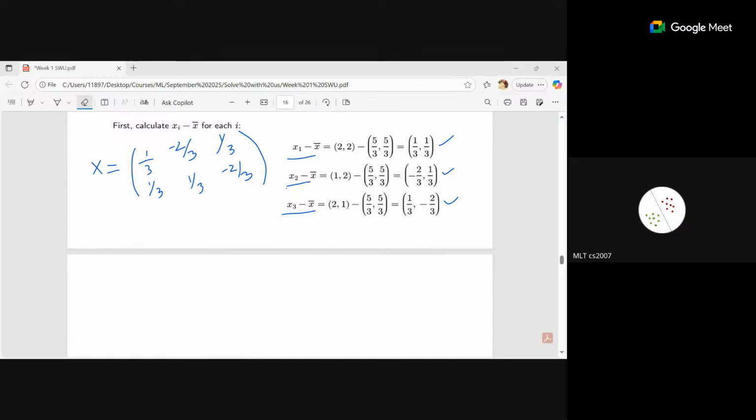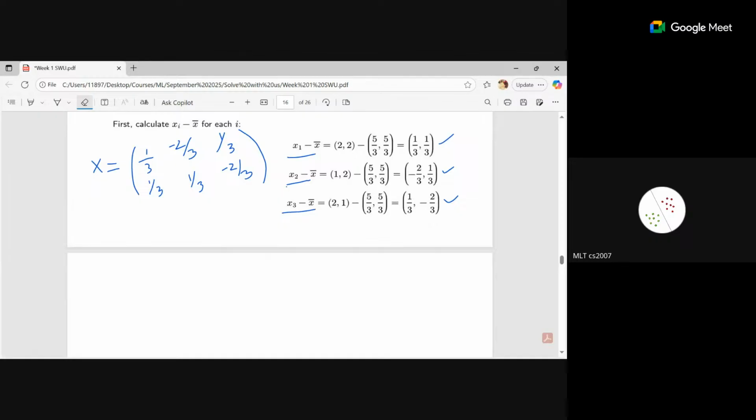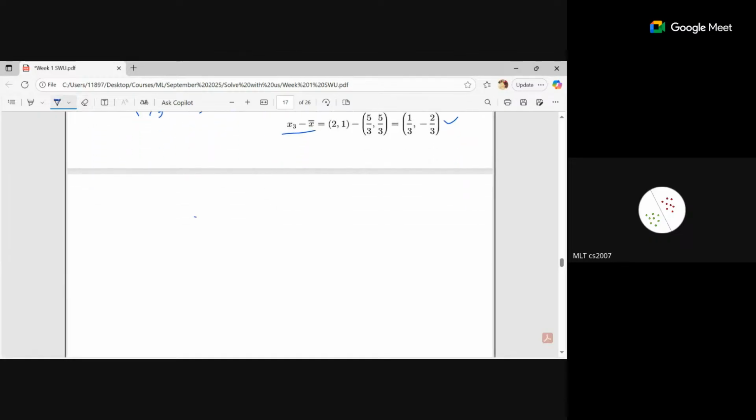So all of you who have gotten 2 by 3, minus 1 by 3, minus 1 by 3, 2 by 3, there you need to see the covariance matrix is 1 by n XX transpose, right? So you need to divide it by 3 there because you have 3 data points. Then the final answer that you should get, which is 1 by n XX transpose, is 2 by 9, minus 1 by 9, minus 1 by 9 and 2 by 9.